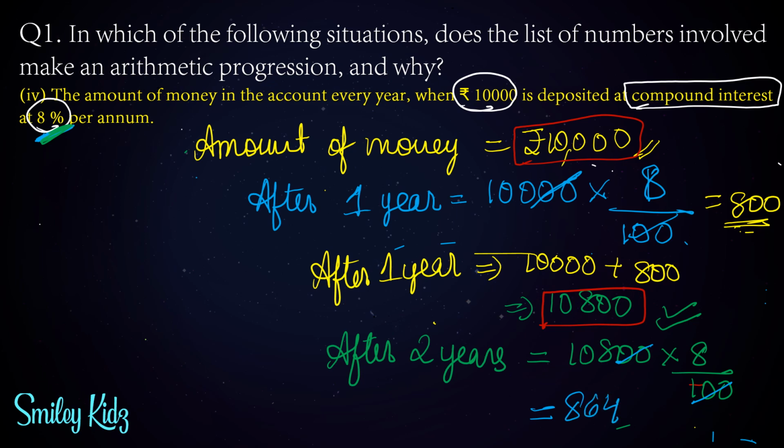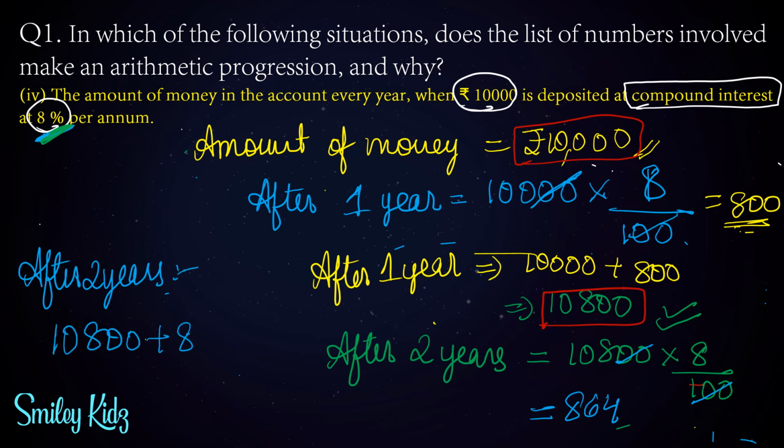Now, is this the money you have right now? No. You're going to add 10,800 to 864, right? So after 2 years, your money will be 10,800 plus 864, which turns out to be 11,664. Now, try to form the sequence right now. Here, this is your first one. Rupees 10,000 is your first number, followed by 10,800 and then followed by 11,664.